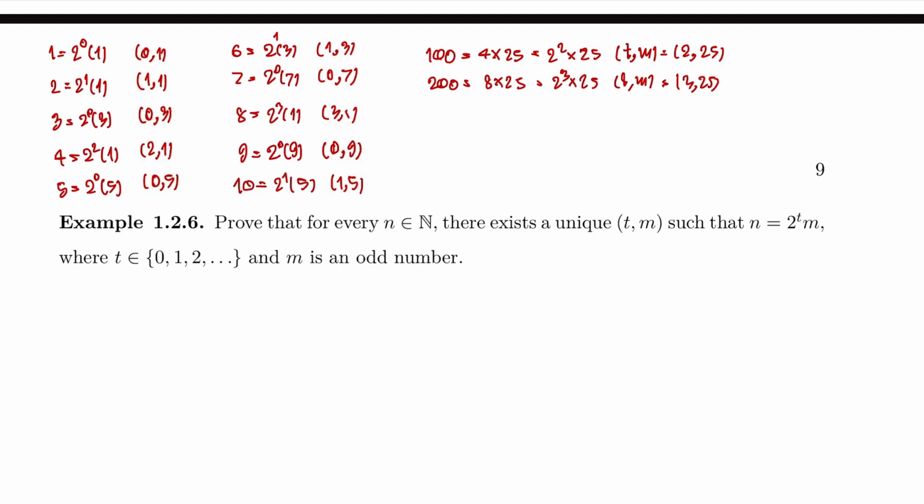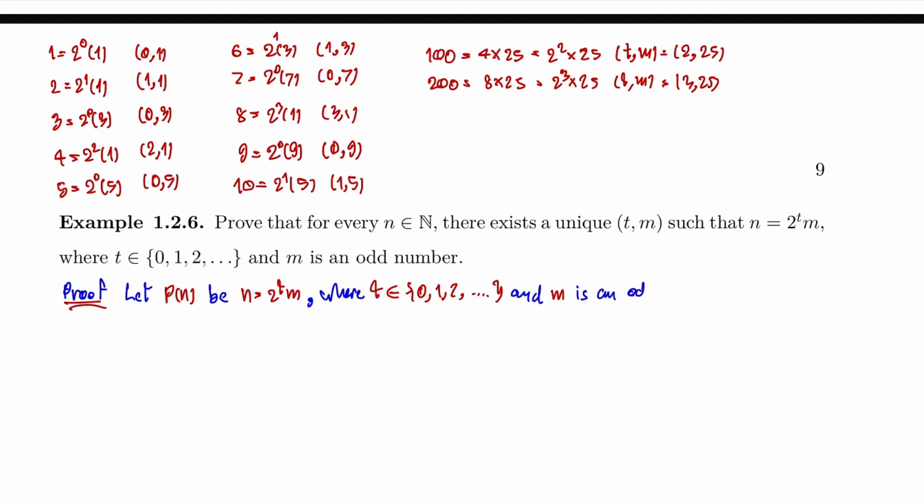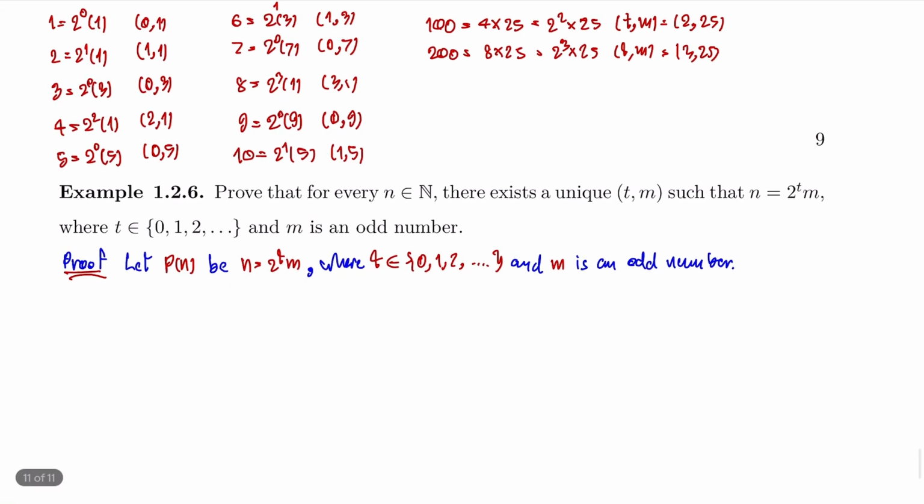So what can we do? I want to use the principle of mathematical induction. So let's do this. We're going to let P(n) be this statement: n equals 2 to the t times m, where t can be an integer from 0, 1, 2, 3, and so on, any nonnegative integer, and m is an odd number. M is just an odd number.